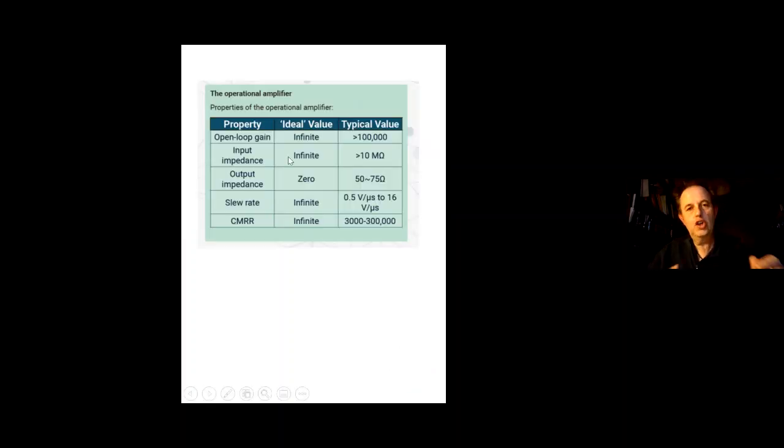Things that you have to learn for an exam. They will ask you about the characteristics, or name 2 or 3 characteristics of an op-amp.